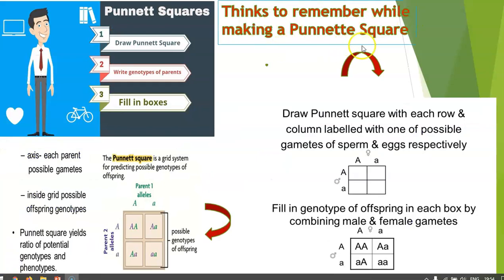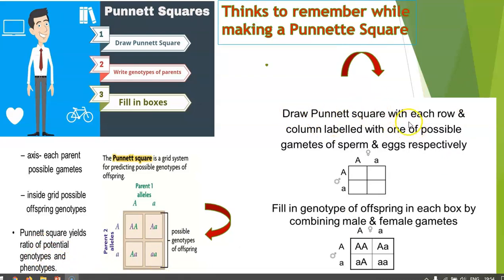Things to remember while making a Punnett square. The Punnett square is a grid system for predicting possible genotypes of the offspring. So here you have your grid axis, each parent's possible gametes. That is, you have your parents here and the possible gametes. Inside the grid, possible offspring genotypes, which you will fill in by bringing the two alleles together. The Punnett square yields a ratio of the potential genotypes and the phenotypes.